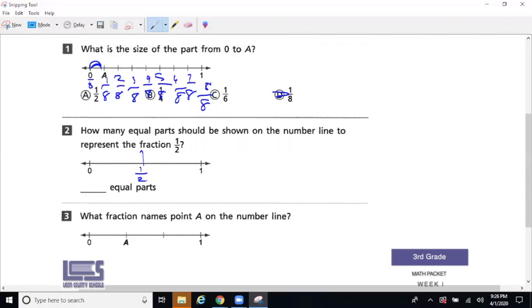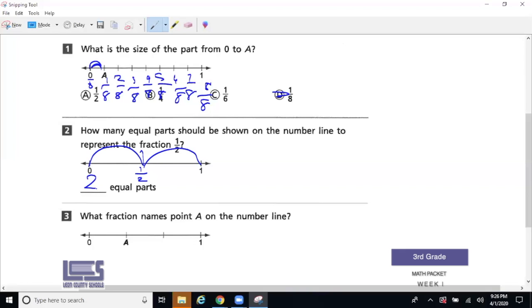Now, we've got to go back to the question itself. It says, how many equal parts should be shown on the number line to represent the fraction 1/2? Well, we've shown the fraction 1/2 right here in the middle between 0 and 1, right? So now let's go back and use our same strategy from before and count how many equal-sized parts we have on the number line. So let's start from 0. We have 1, 2. So we have 2 equal parts.